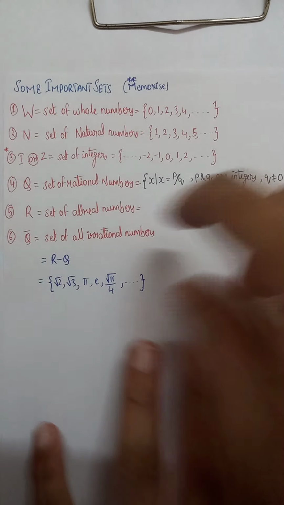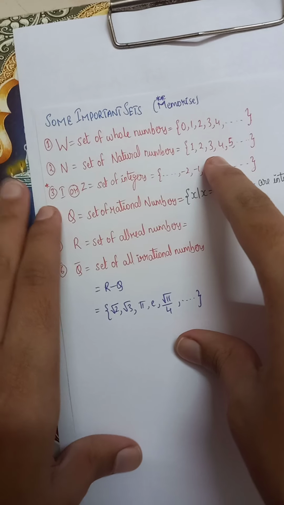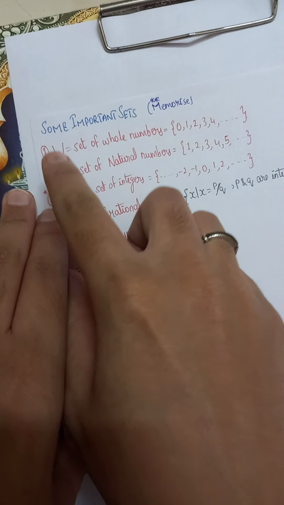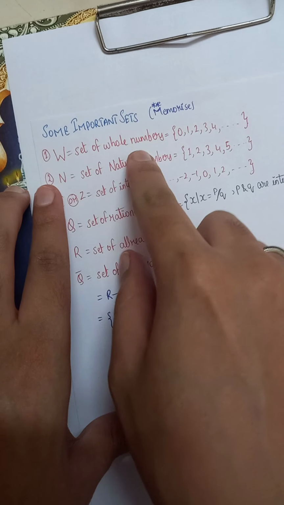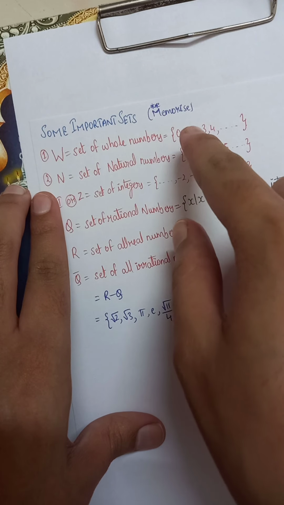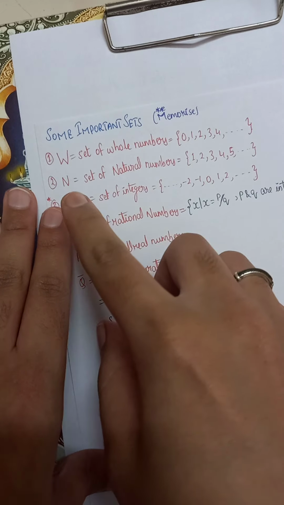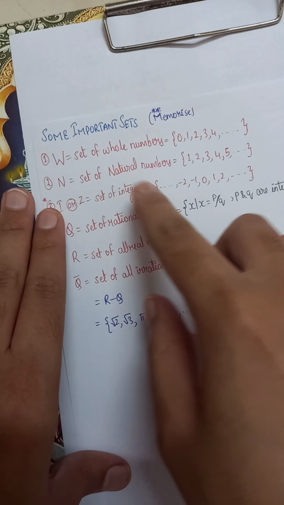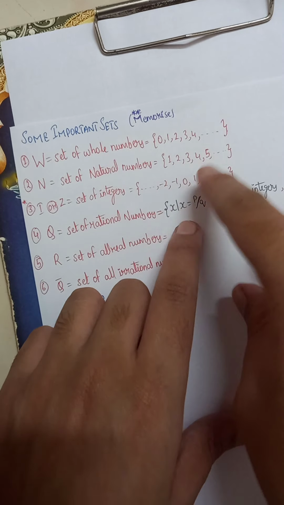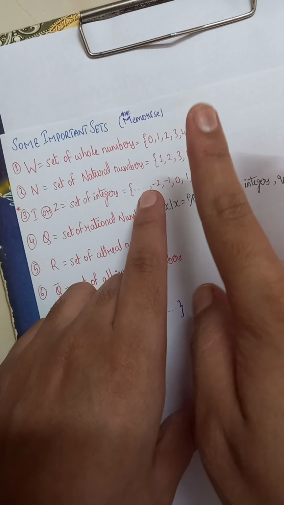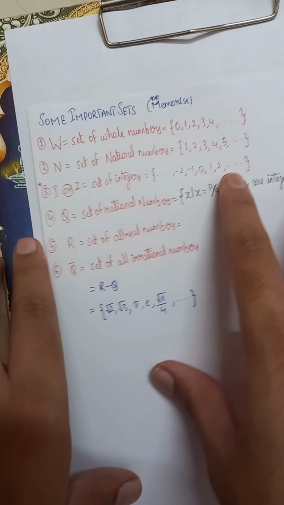Moving on to some important sets. You need to memorize this. W represents the set of whole numbers, which includes 0, 1, 2, 3, 4 and so on. Natural numbers are represented by capital N. The set of natural numbers is nothing but 1, 2, 3, 4, 5, excluding 0. 0 should not be present here.